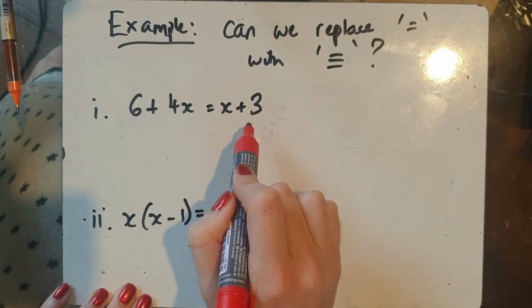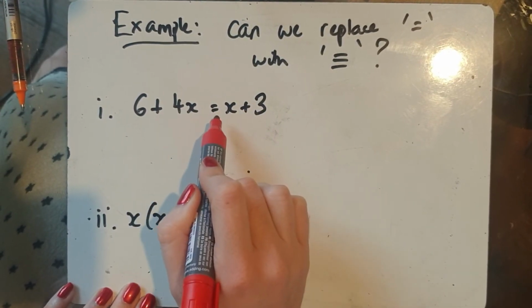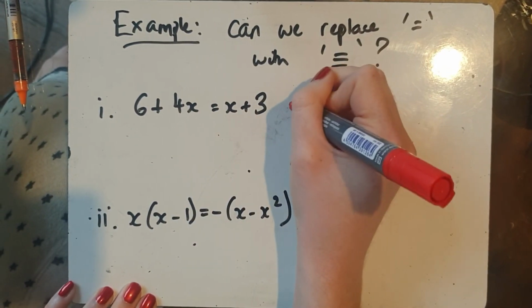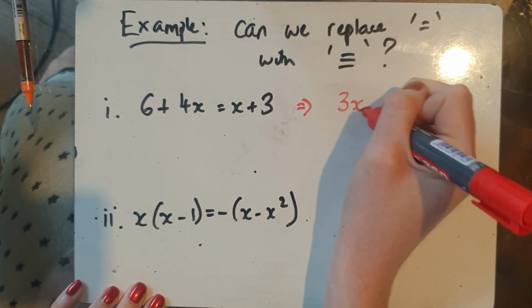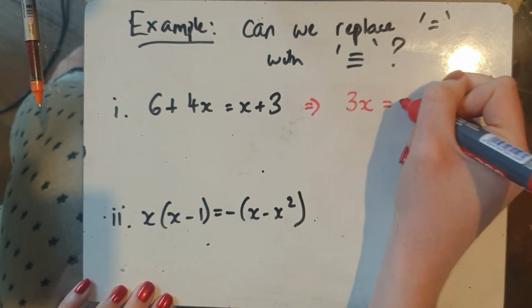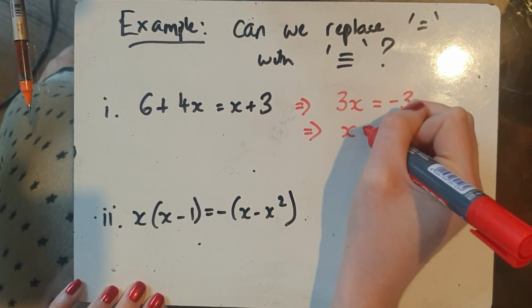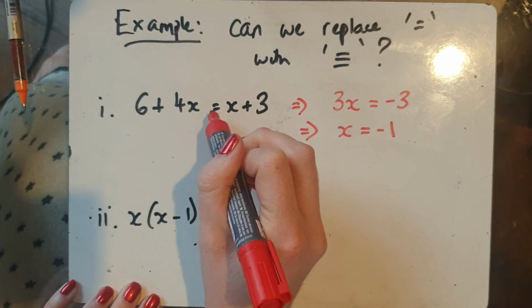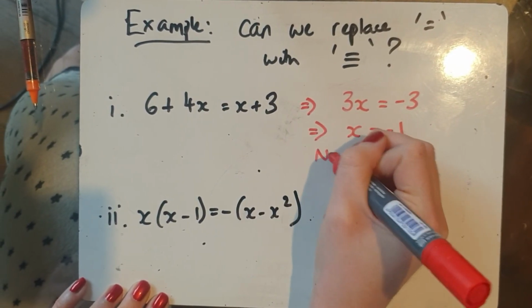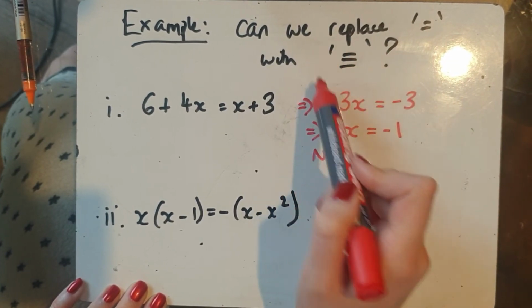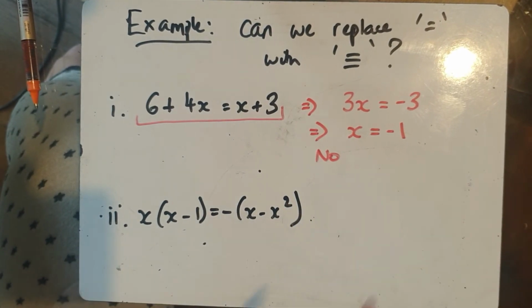In this one, this equation would mean that x is an unknown, because we can solve this equation. If we solve this equation, I'm going to subtract x from both sides. I'm going to subtract 6 from both sides. So we end up getting that x is only negative 1. So this is only true when x is negative 1. So no, we can't replace the equal sign with an identity sign, because this equation is not true for all values of x.